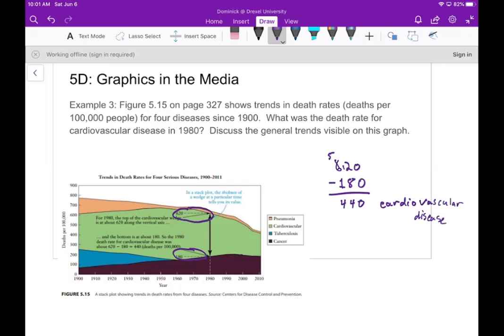Okay. Now, what are some general trends in the stack plot here? One general trend that's encouraging is that the death rate for these diseases is going down, right? So of course, all 4 of these give you the total, and that is generally decreasing. So one thing that we could say is that the death rate from these diseases is decreasing.